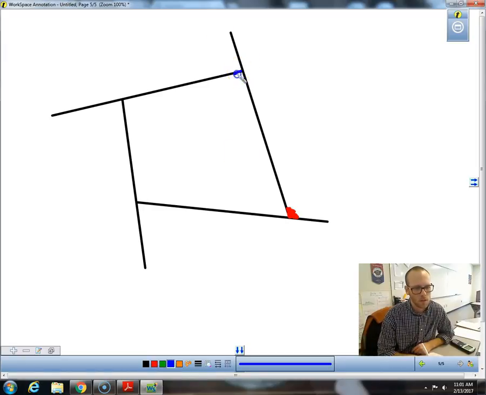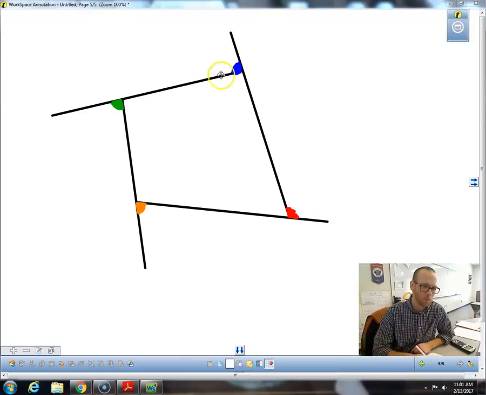I'll shade this one in a different color. Okay. Let's go green with this one. And it looks like I've got an orange left here. Okay. So what do these 4 exterior angles add to?